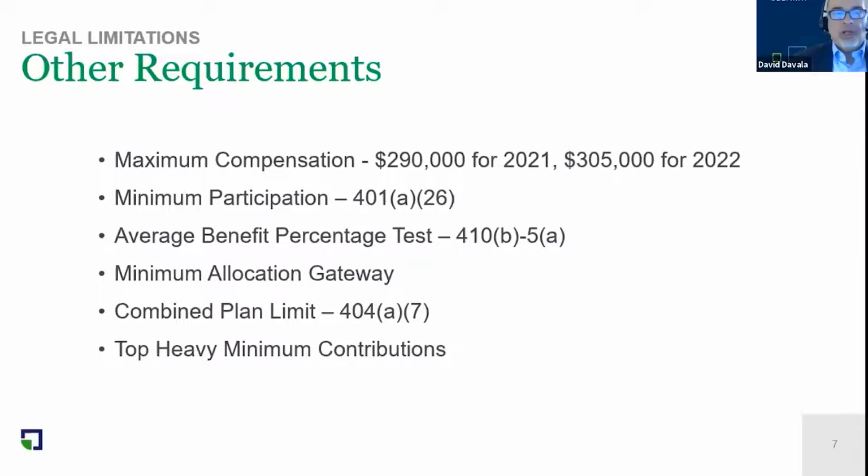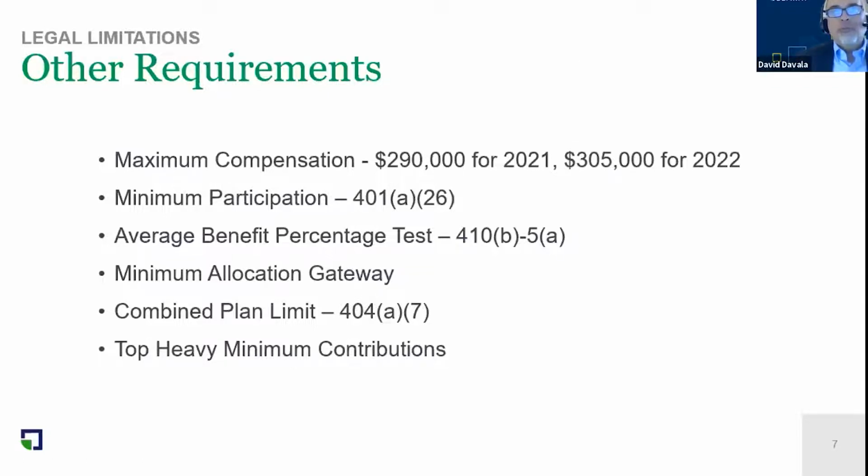Okay, combined plan limit. This is the limit on total contributions to a defined benefit and defined contribution plan. The limit is based on total compensation and depends on whether or not the plan is covered by the PBGC. If your plan is covered by the PBGC, you can usually contribute more.